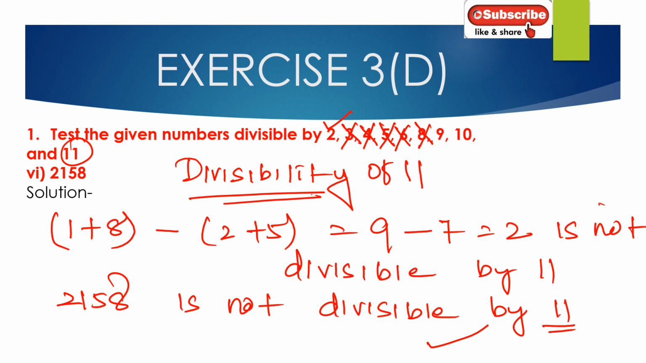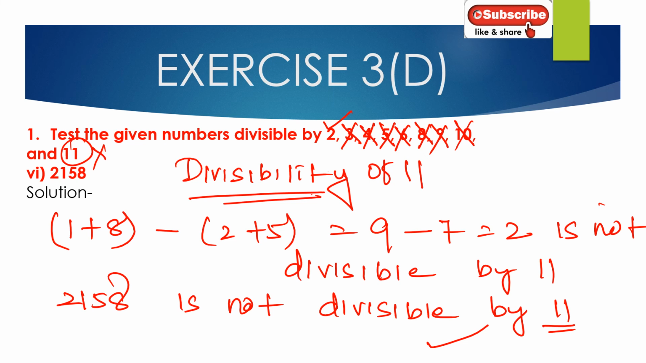Now the sum of digits of the number is 16, which is not divisible by 9. So this number is not divisible by 9. The number is divisible by 2, because the last digit is 8, which is divisible by 2, and it is not divisible by 5, because the last digit is 8, which is not divisible by 5. So the number 2158 is not divisible by 10, because it is divisible by 2 only and not by 5. Now the sum of digits at even places is 9, and the sum of digits at odd places is 7, whose difference is 2, which is not divisible by 11. So the number 2158 is not divisible by 11.